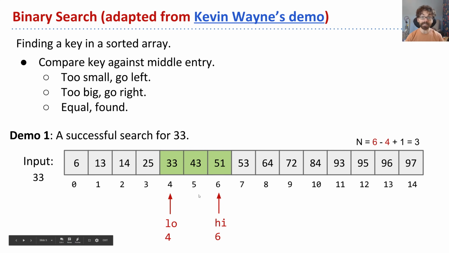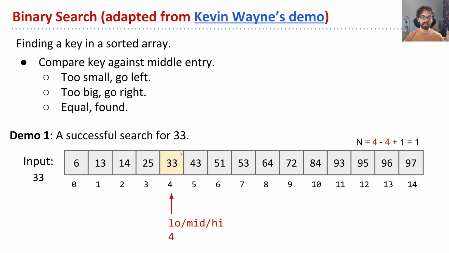Okay, so now we look in the middle again, and we say, what do we have? 43. Well, in this case, the key is too small, so we'll go left. And in this case, the low, the mid, and the high are all 33, and this is great because we actually see the item we want, and we have found it. Now, sometimes it's actually faster than that. Maybe the item you're looking for is directly in the middle, in which case you're done instantly. In this case, we actually had to hop around a few times.